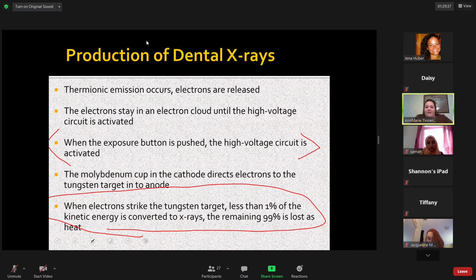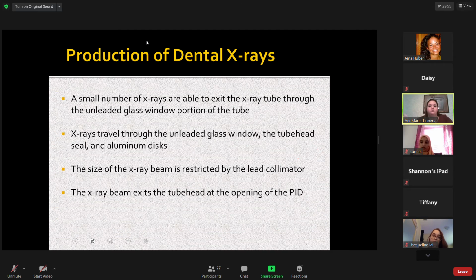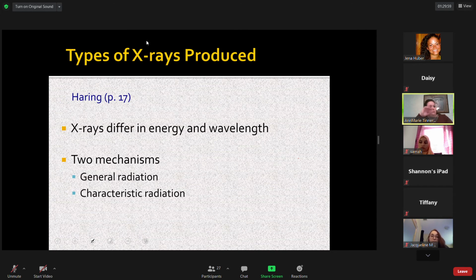When you press that exposure button, what is happening? The first thing, the high voltage circuit is being activated. So that button, when you hit it outside, when it beeps, that's the high voltage circuit being activated at that point. Anybody have any questions? Is everybody with me? Because I know this is hard to think about, because you can't really see any of this stuff happening.